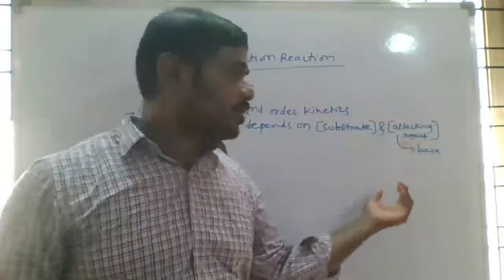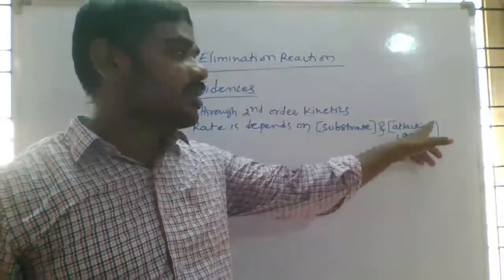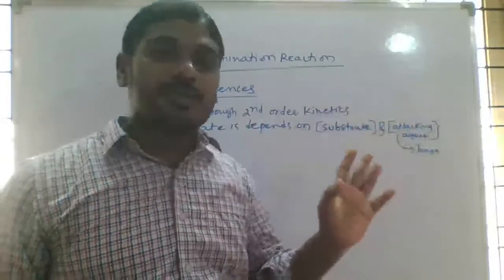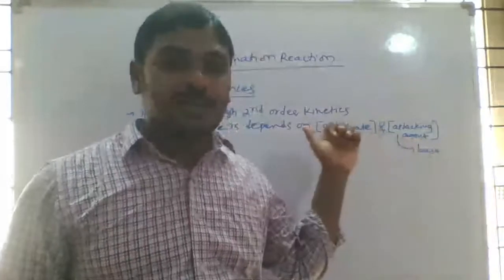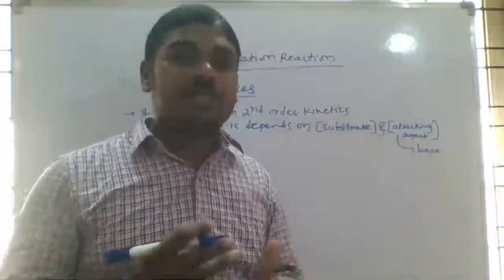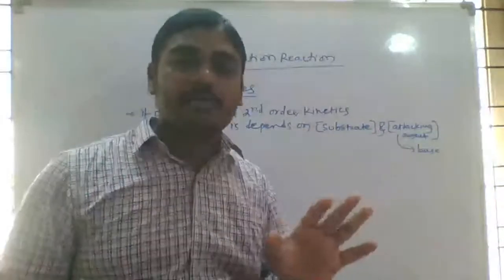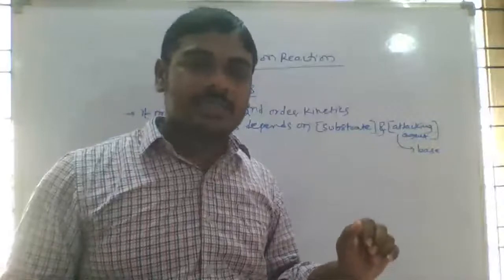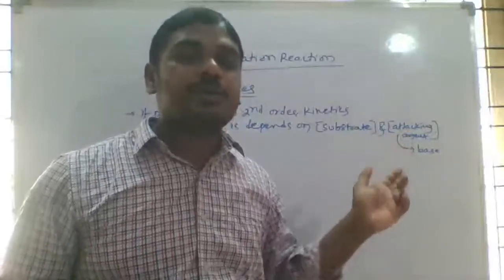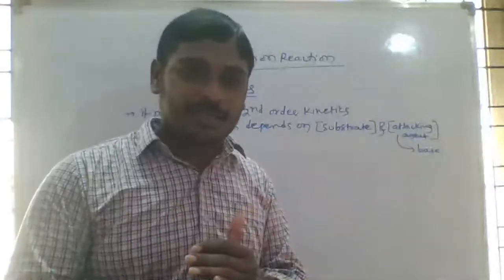Here how many species? Here one, its power is one. Here this species, its power is one. The sum of the powers of the reacting species in the rate determining step. In the rate determining step, the species involved are mainly two. One is the substrate molecule or reacting molecule. Another one is the attacking agent, that is a base. The base is taking the proton from this one. So this step is a slow step and the rate determining step.